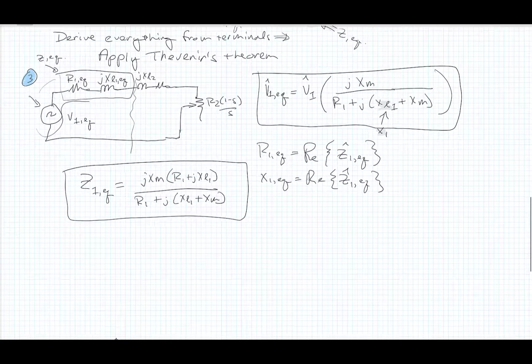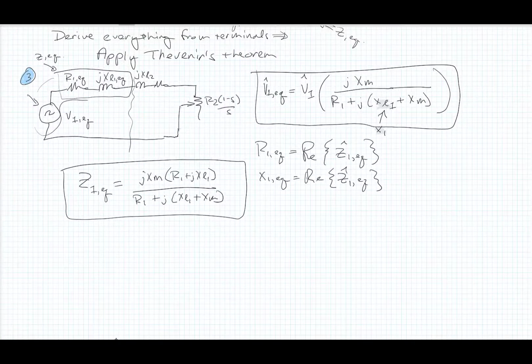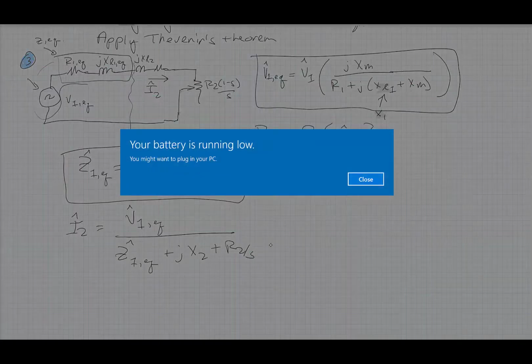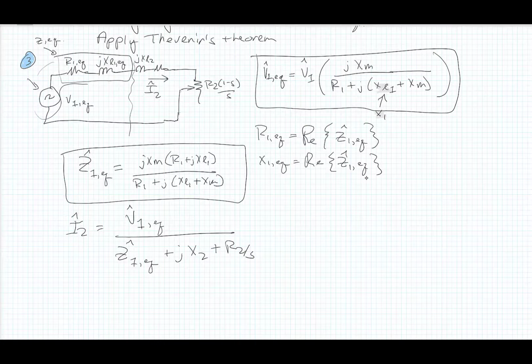And what's nice about this is we can find the current I2 directly. It's going to be possible to simply say I know now that my I2 is equal to this V1 equivalent divided by Z1 equivalent plus jX2 plus R2 over S.